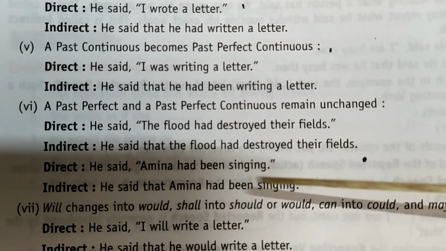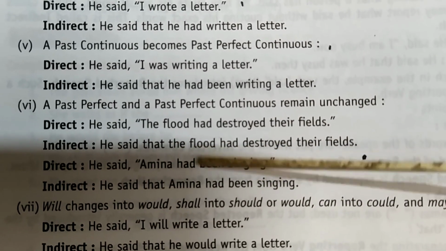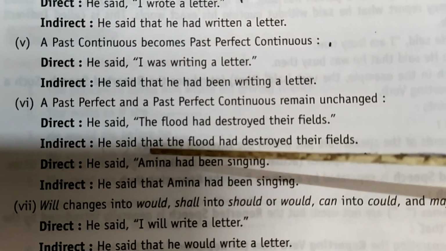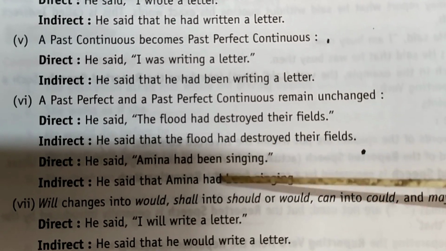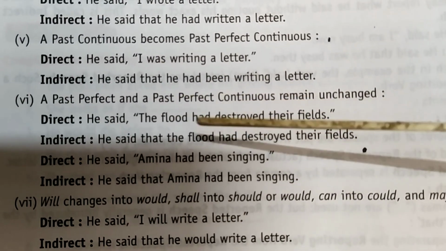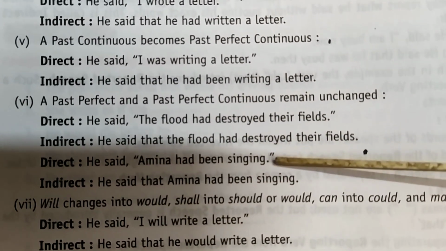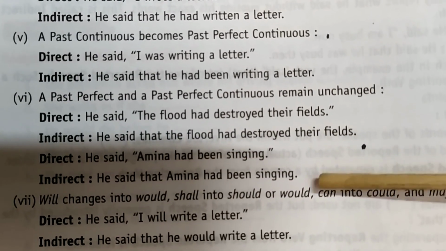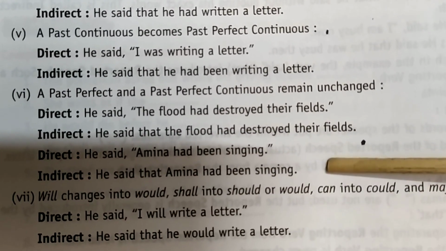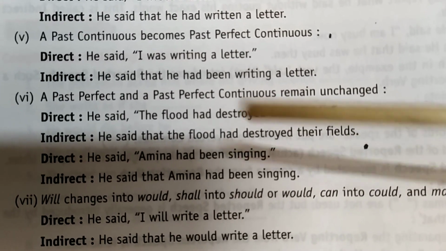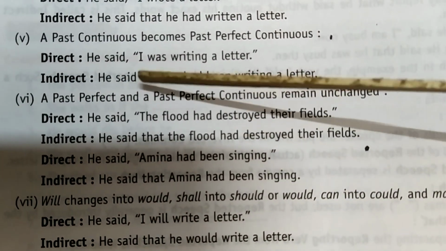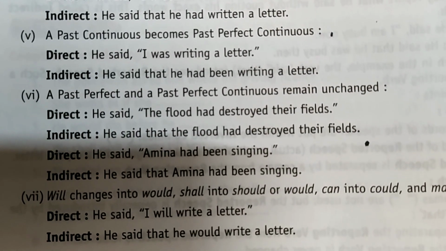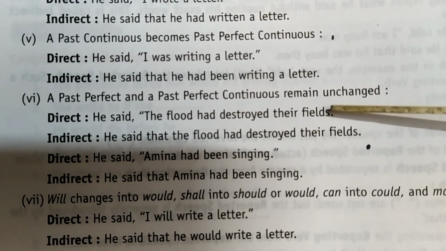Suppose here you get he said he had been singing. So what you have to do? He said that he had been singing. Okay, suppose here it says he said I had been singing. It would be he said that he had been singing. Okay, only we need to make necessary changes in pronouns, otherwise this tense and this tense, the past perfect and the past perfect continuous, they remain unchanged. I mean the sentence structure will not be changed.